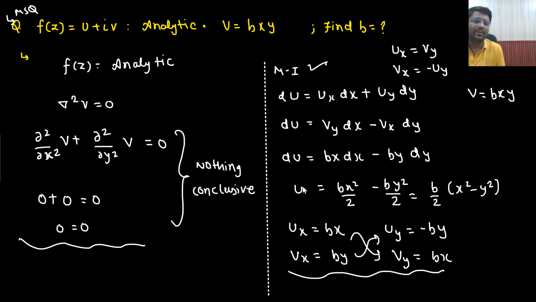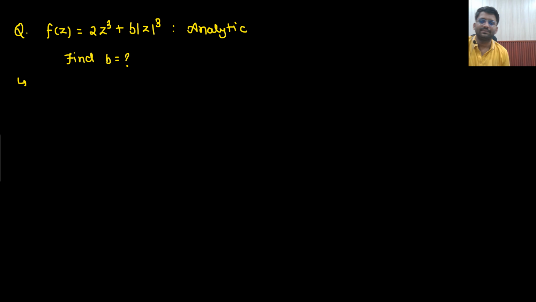Or if I want to ask this question, then I will frame it as a MSQ. Then I will say, what is the possible value of b? Option A 1, option B 2, option C 3, option D 4. 1, 2, 3, 4, all options will be correct. So I will frame it as a MSQ if I want to frame this question. Understandable? Let's go to the next one.